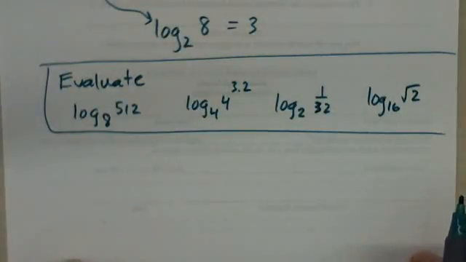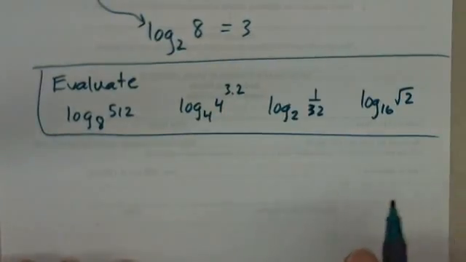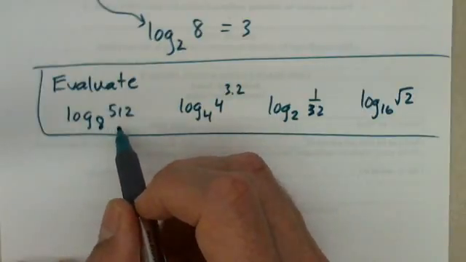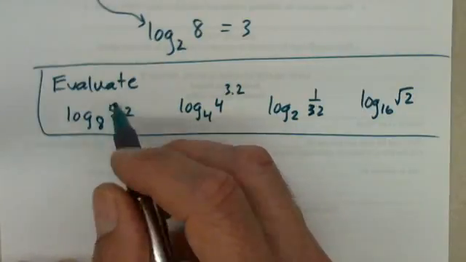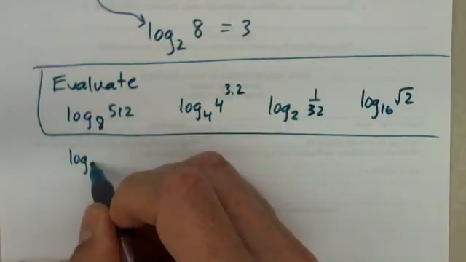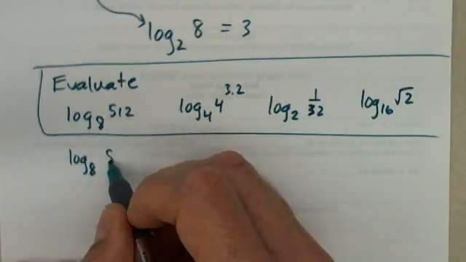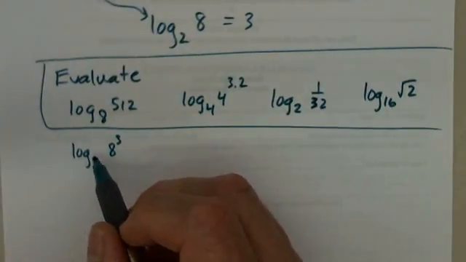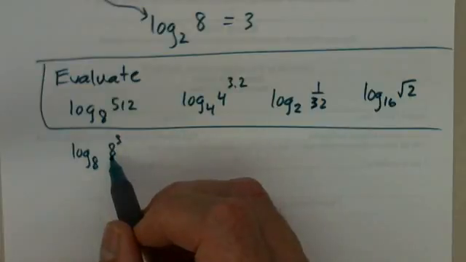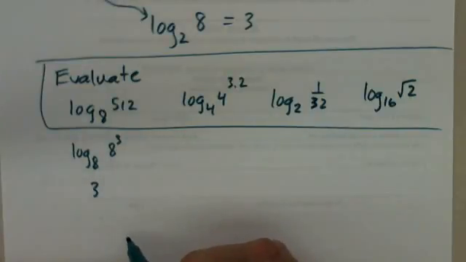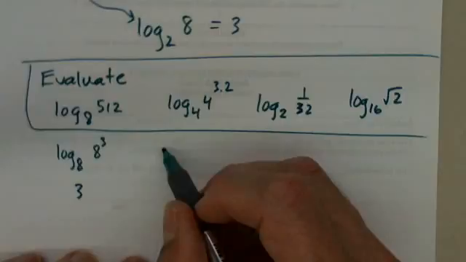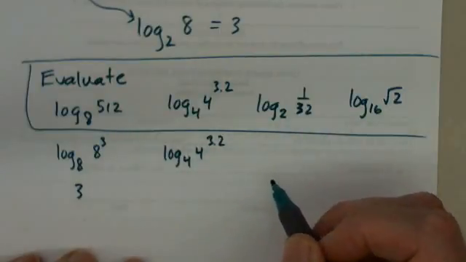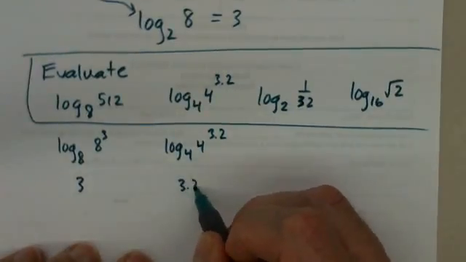So let's see how to evaluate these. Here, if we have 512 and we can't tell what power, we have to think of what power this is going to be of 8. And it turns out it's the third power. If you write it like that, then you have, to what power do you raise 8 to get 8 to the third power? You raise 8 to the third power. The answer is 3. To what power do you raise 4 to get 4 to the 3.2? You raise it to the 3.2 power.